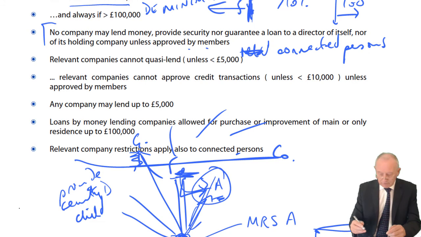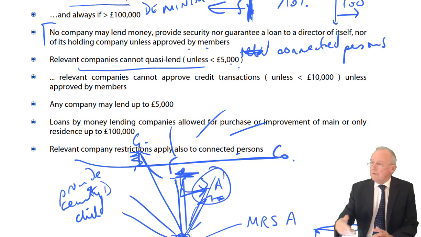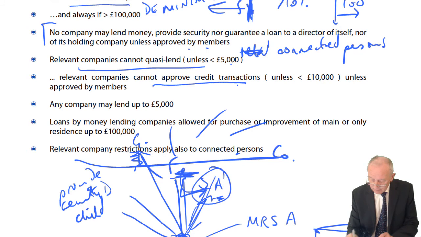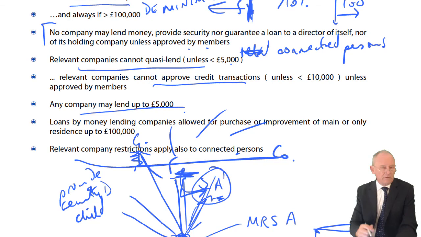Relevant companies also cannot quasi-lend. They cannot, unless it's less than 5,000, effectively lend, even though it's not a loan. They can't provide credit transactions unless it's less than 10,000, in which case they can, unless that's approved by members. Any company may lend up to 5,000 because nobody cares. Anything less than 5,000, no problem.